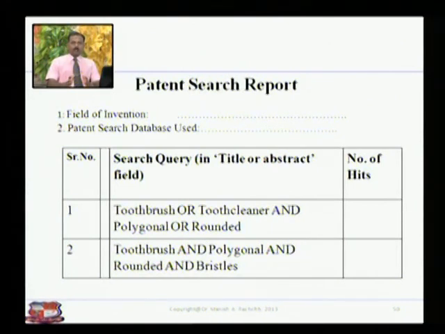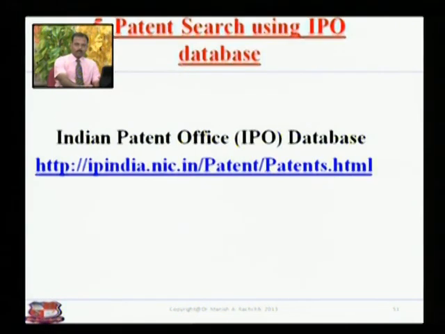Right? So patent search is a process. We can start with the macro, then we can come to the micro. So it is a process of refinement. It is a process of filtration. So in this way we have to prepare a patent search report using the EPO database.